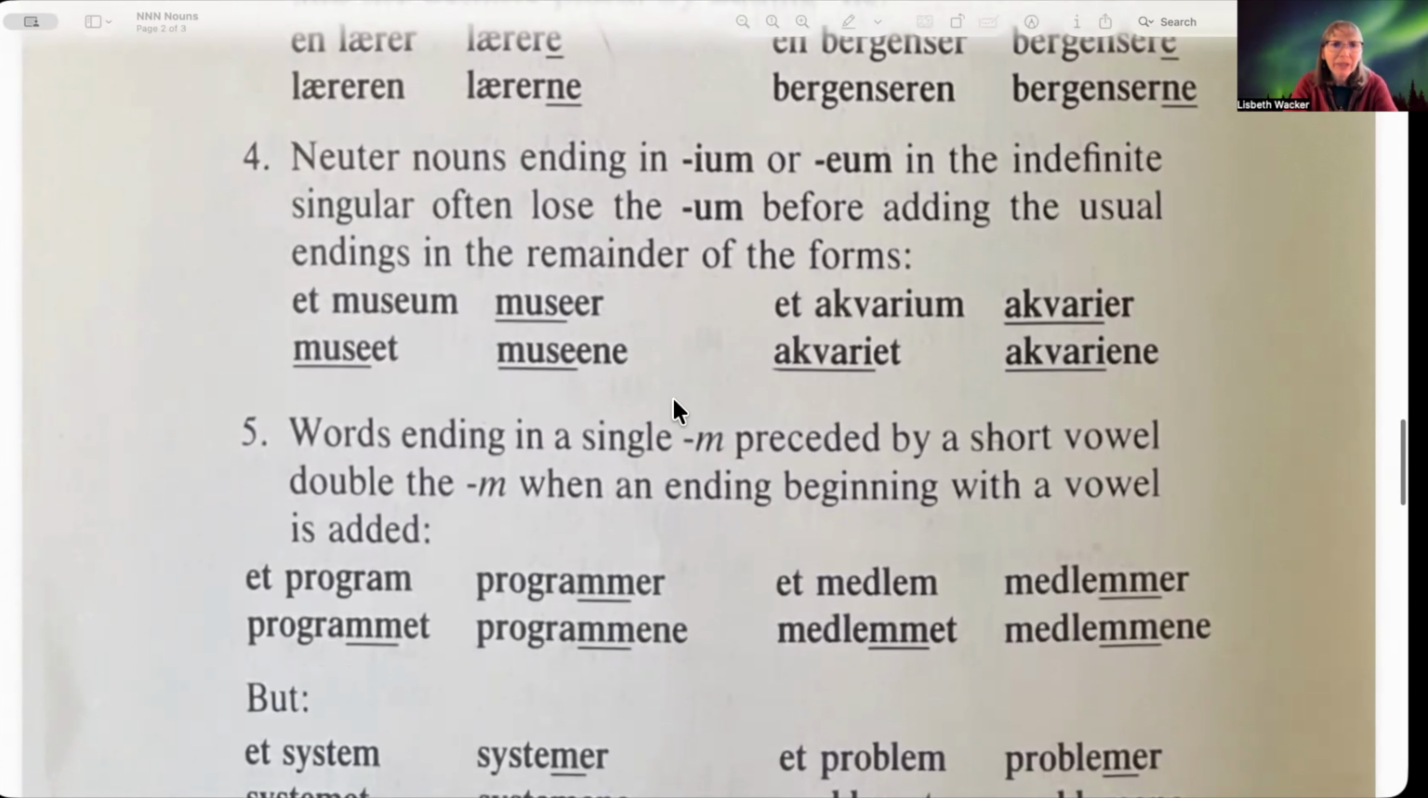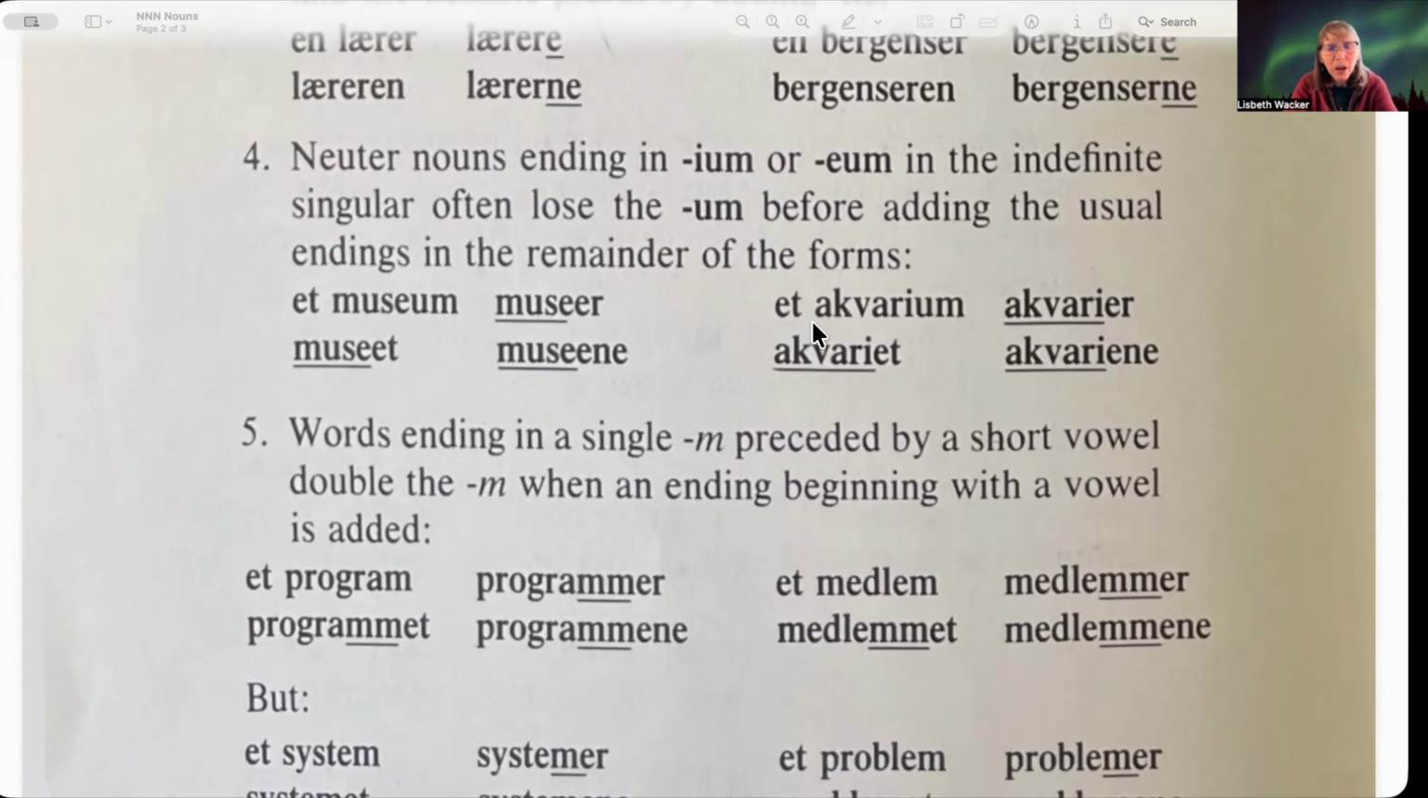Another thing that we want to see is that neuter nouns that end in IUM or EUM lose the UM before adding the usual endings in the remainder of the forms. So for example, et museum, a museum, museet, don't say the T there, museet, the museum, museer, museums, museene, the museums. And you can see how it lost its ending UM before we added the ER, okay? Or the ENE.